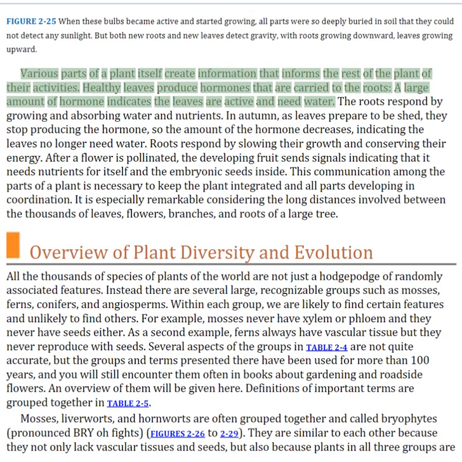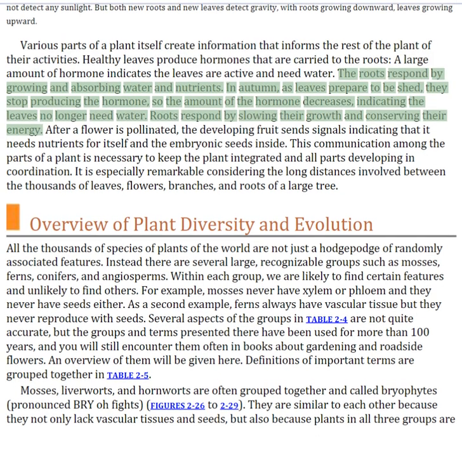Various parts of a plant itself create information that informs the rest of the plant of their activities. Healthy leaves produce hormones that are carried to the roots. A large amount of hormone indicates the leaves are active and need water. The roots respond by growing and absorbing water and nutrients. In autumn, as leaves prepare to be shed, they stop producing the hormone, so the amount of the hormone decreases, indicating the leaves no longer need water. Roots respond by slowing their growth and conserving their energy.